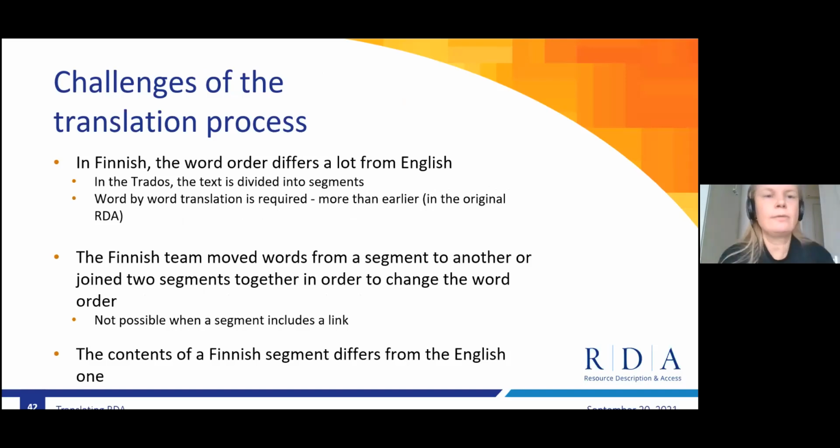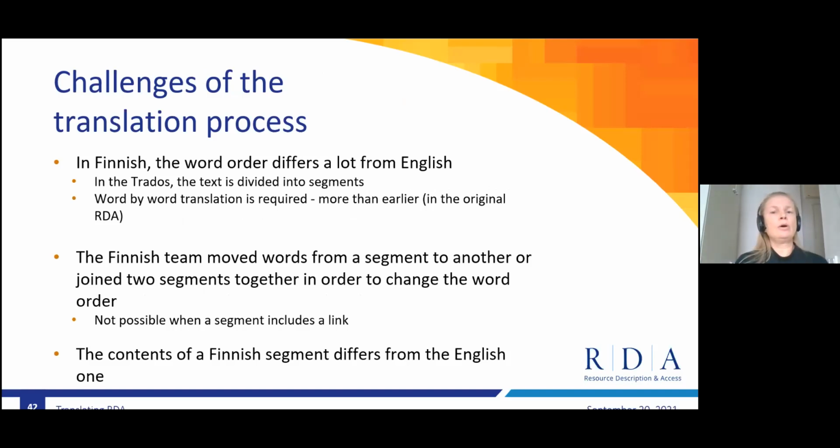Then a few words about the challenges connected to the language. Finnish is a language that has a word order that differs a lot from English. In the translator, the text is divided into segments and word-by-word translation is required more than earlier when we translated the original RDA.